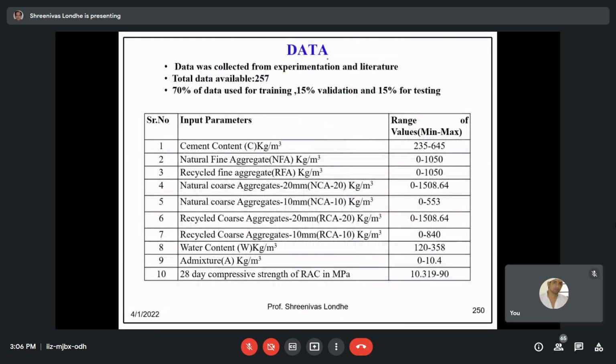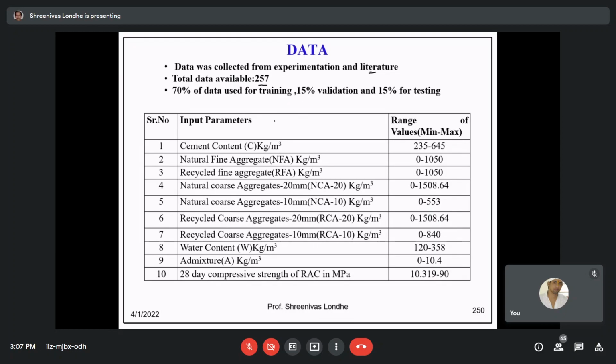The data consisted of a lot of experimentation which was done, and some data from the literature was added to add pattern to the data. The total data available was 257 instances, that is 257 mix designs. 70% of the data was used for training and 15% each for validation and testing.